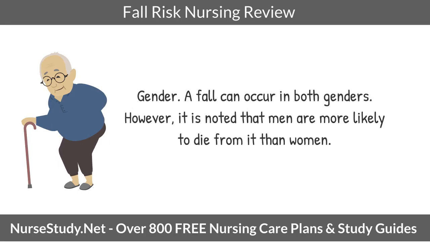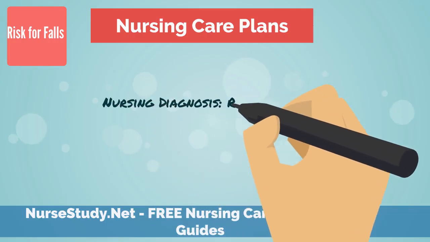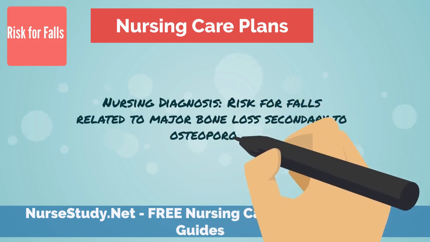Gender. A fall can occur in both genders. However, it is noted that men are more likely to die from a fall than women. Other known risk factors for patient falls include occupational hazards, altered mental status, alcohol and or substance abuse, socioeconomic factors such as overcrowded housing, underlying medical conditions affecting physical, neurologic, and cardiac well-being, poor mobility, cognition, vision, and an unsafe environment. Now we'll look at a couple of nursing care plans for risk of falls.